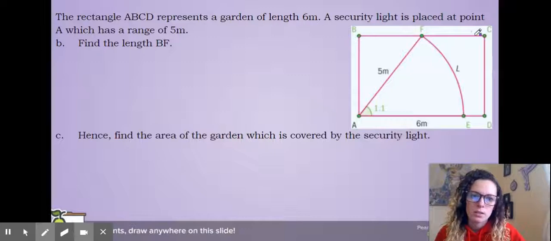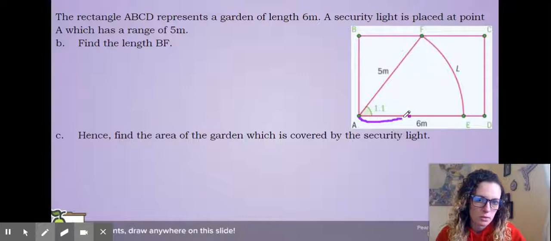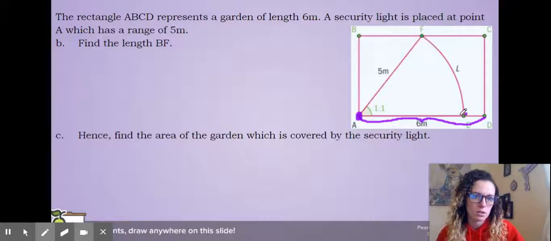Part B, so we're just adding to it. The rectangle ABCD represents a garden of length 6 meters. We've already discussed that this length from A to D is 6 meters, or from B to C. A security light is placed at point A, and it has a range of 5 meters. So that's what this sector was talking about: the security light spans over that sector. Now we're asked to find the length from B to F, not part of the sector at all necessarily, but this length.